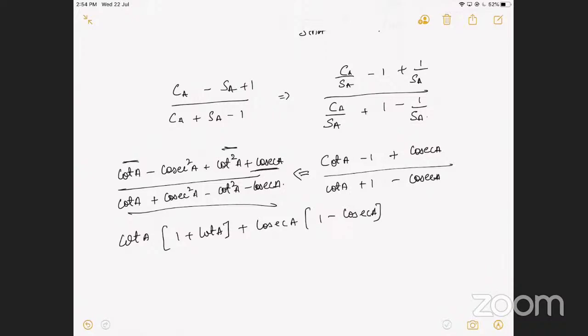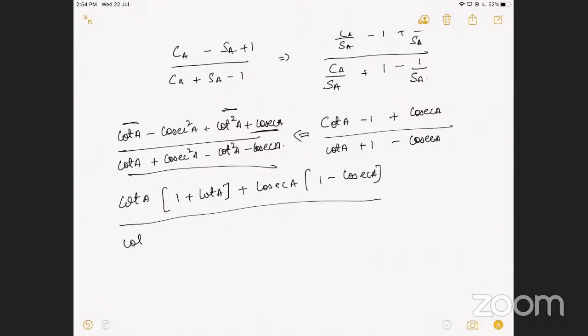So what are you saying apart from this? Again, if you take cot A common, it will be 1 minus cot A. If you take cosec A, it will be, sorry, cosec A minus 1. No, sir, it doesn't work like that. So what to do? How are you taking common? What are you taking common from this?